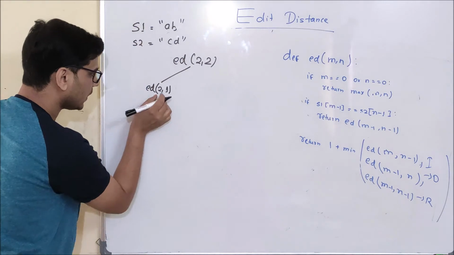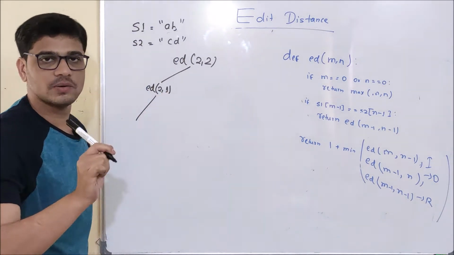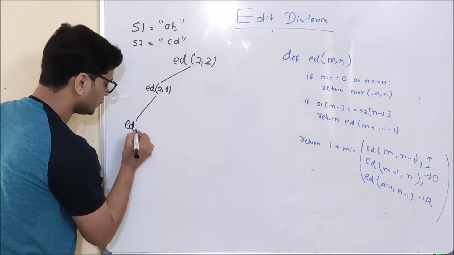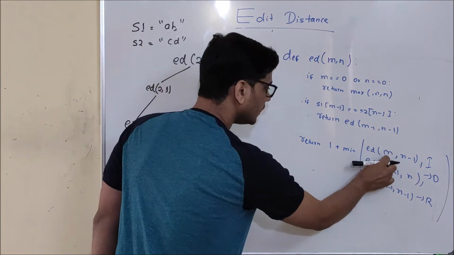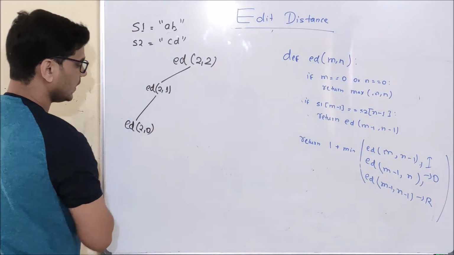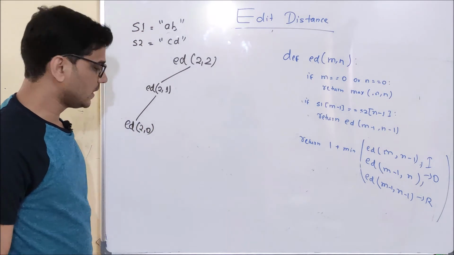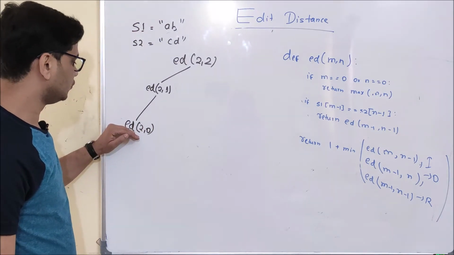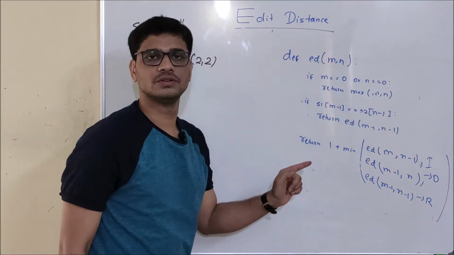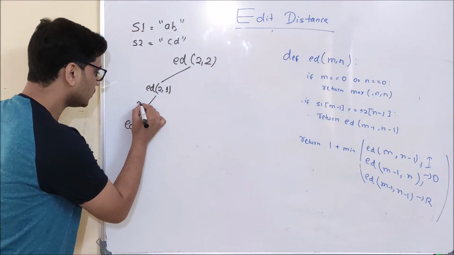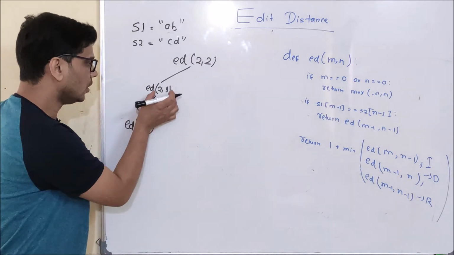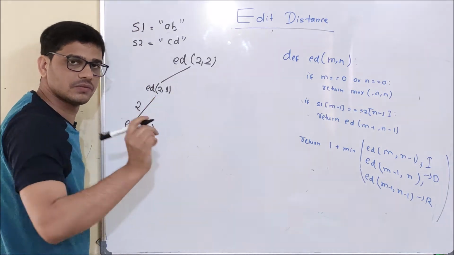That is, ed of 2, 1 will perform insertion for itself. So it is going to make a function call to ed of m comma n minus 1. M is 2 and n minus 1 is 0. When ed of 2, 0 goes for its execution, what will it find? N is equal to 0. So it will return 2 from here. Now ed of 2, 1 has the answer of the insertion part.